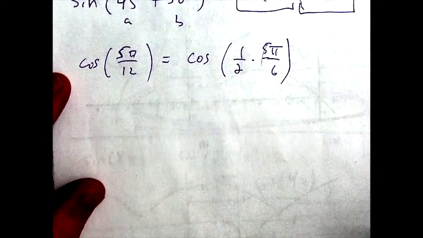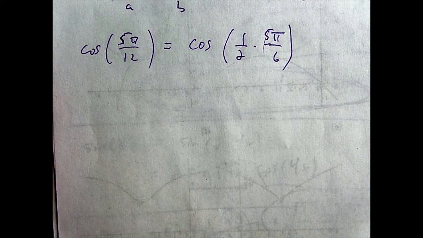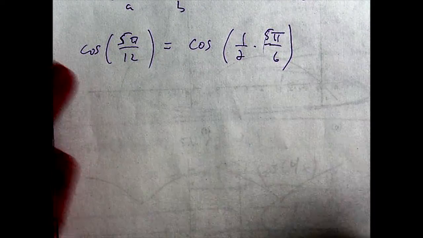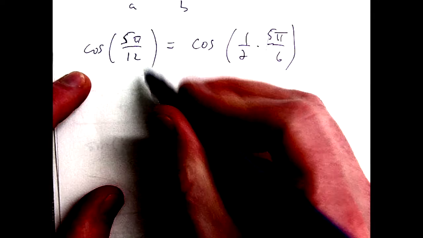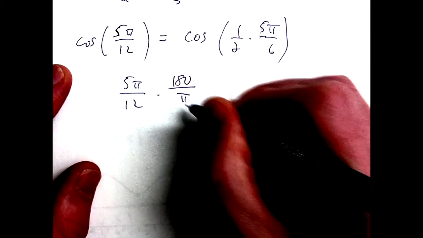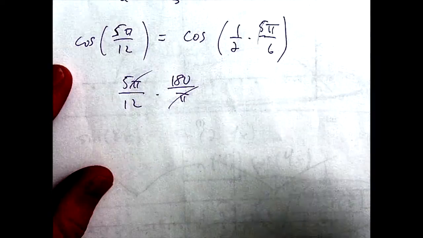I think also, though, 5 pi over 12 can actually be written as a sum of two different angles. It's not so obvious how to do that when it's in radians. If you like, you can convert 5 pi over 12 to degrees. So multiply by 180 over pi. The pi's cancel.